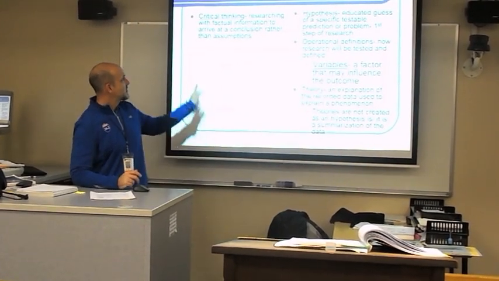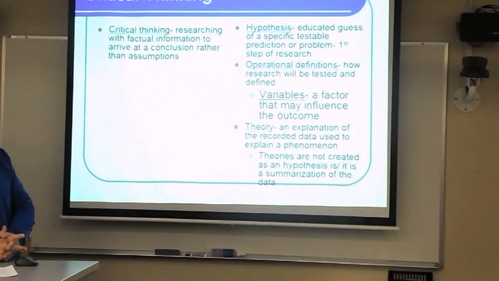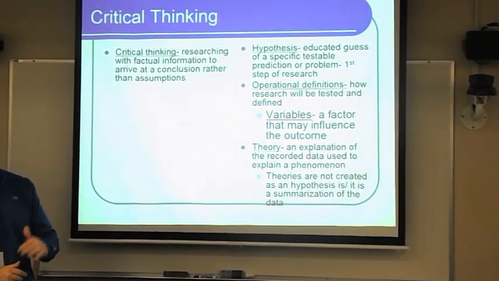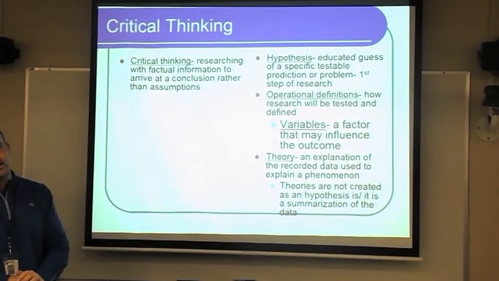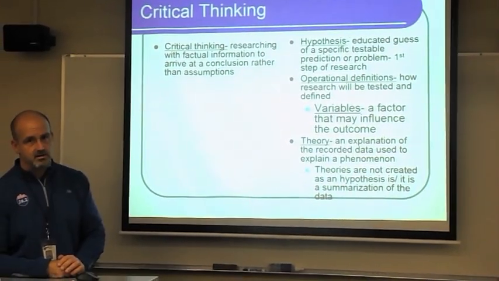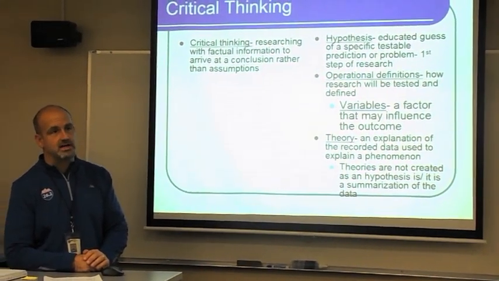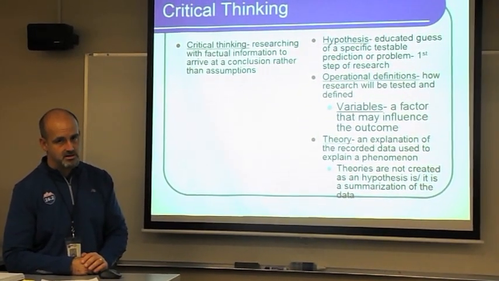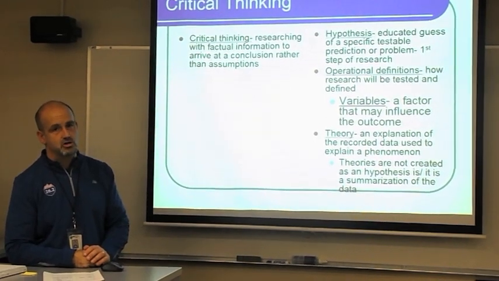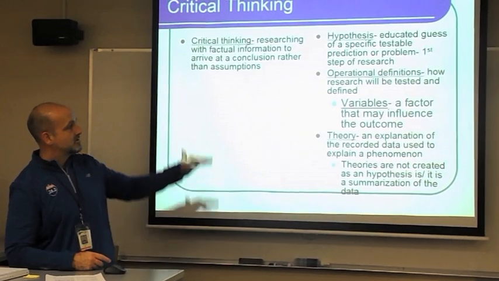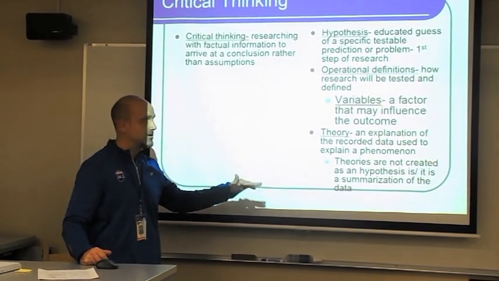Now, critical thinking is researching with factual information to arrive at a conclusion rather than assumptions. Remember from Chapter 14 that psychology is separated from philosophy simply from the fact that philosophy assumes and speculates, whereas science, which psychology is under that domain, questions in terms of researching and using factual information. Now, some of the background information that you might have seen in other classes.